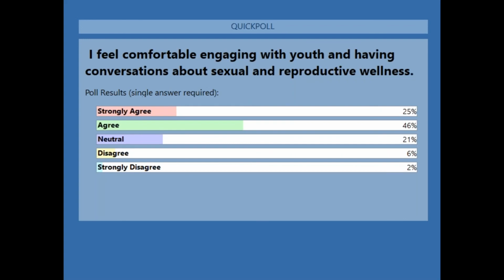Great. So, somewhat mixed, but looks like more in the agree section, which is fantastic. I think it's completely understandable if people don't agree with that statement and they're not comfortable engaging about conversations about sexual and reproductive wellness. It's not easy to talk about. It can be uncomfortable, but it can also be fun. It can also be funny. It can be serious. It all depends on how it's received by the young person, the tone they set, the tone that you set with them, obviously, how they feel about it and engage with it.